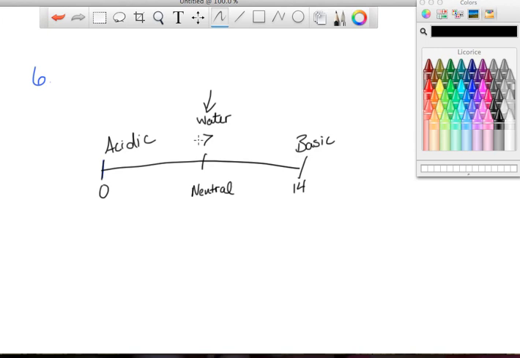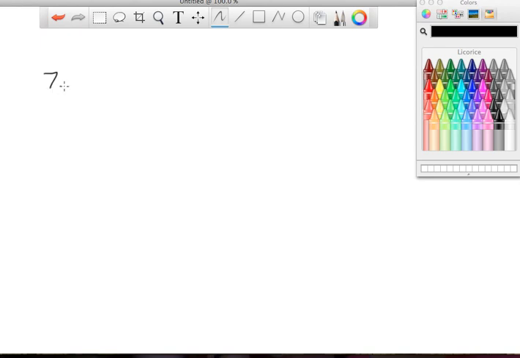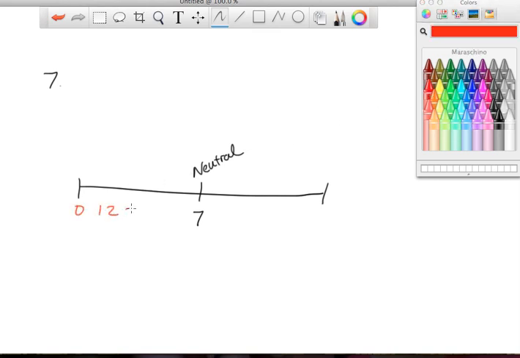So 7 is what the pH scale is, and again, that's pretty much the same drawing we just drew for number 6. It's a scale where 7 is neutral, okay, and 0, 1, 2, 3, 4, 5, 6 are acidic, and basic 8, 9, 10, 11, 12, 13, and 14 are basic. This is acidic.